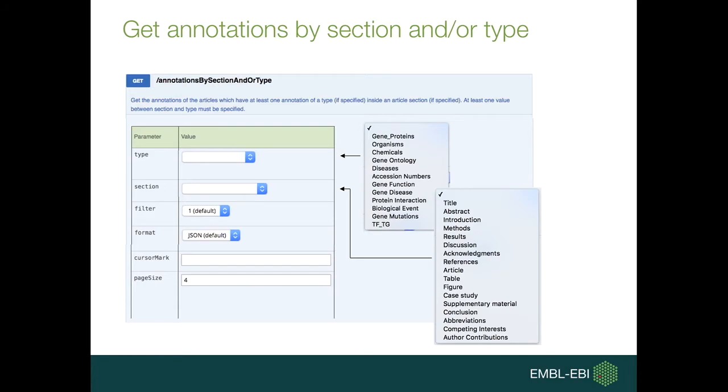Now, Get Annotations by Section and/or Type is a really cool function. It allows you to do two things. It allows you to retrieve annotations by article section, and here we mean sections like introduction, results, or materials and methods. Or it allows you to retrieve annotations of a specific type, like all annotations of chemicals. You can also combine them both to find, for example, chemicals mentioned in the materials and methods across all papers. We will come back to that use case later.